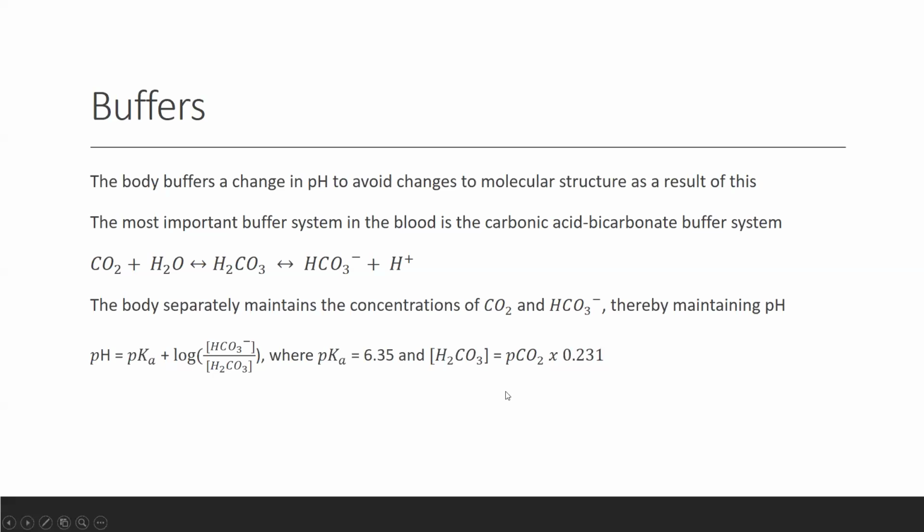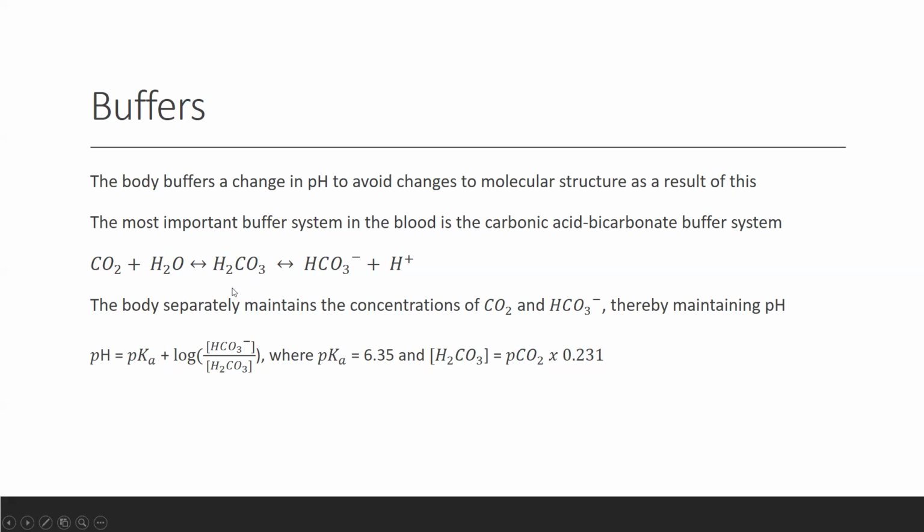Now, the body maintains a narrow pH to continue cellular functions. It would not be good for the production of acids to vastly change the pH of the body due to the effects on molecular structure and function. The most important buffer system to do this is the carbonic acid bicarbonate buffer system. And as with all buffer systems, you need an adequate supply of anion and unionized acid. In this case, the anion is bicarbonate, and the unionized acid is CO2, which reacts in solution to H2CO3. So this is your unionized acid.